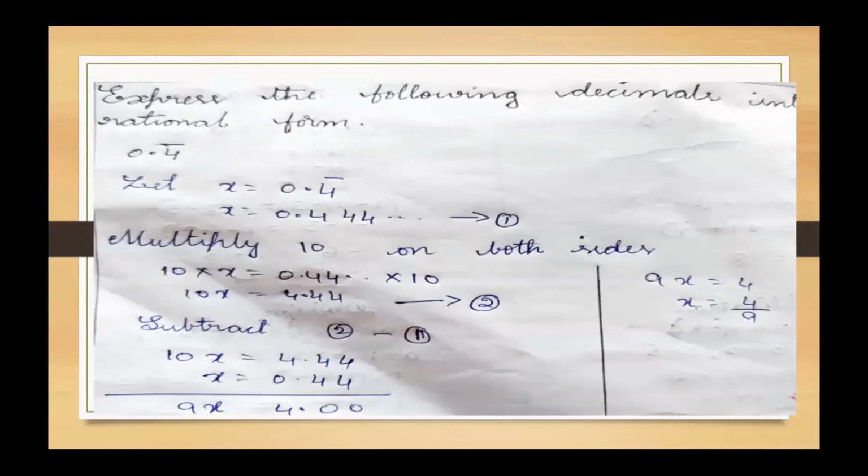10x is equal to 4.44 and x is equal to 0.44. Then 9x is equal to 4.00. We can write it as 9x is equal to 4. x is equal to 4 by 9.